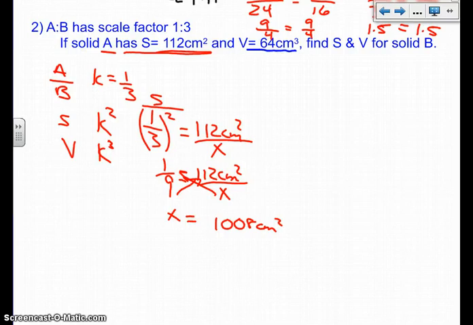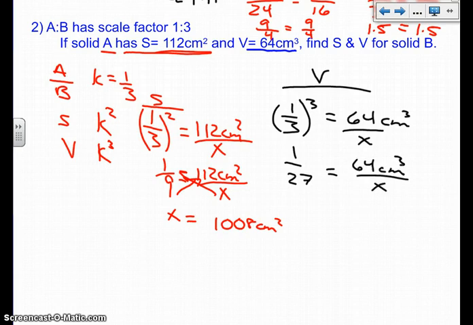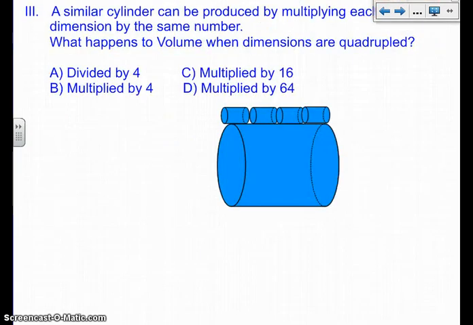And let's try volume. Who could set that one up? I did 1/3, and then I cubed it. Good job. And I got 1 over 27 equals 64 over x. And it's centimeters cubed, right? And then I multiplied 27 by 64 and 1 times x. And what'd you get? I got 1,728. Excellent job. Who got that too? Everyone got that? Yay, we're all good. Excellent. You guys are doing so well.